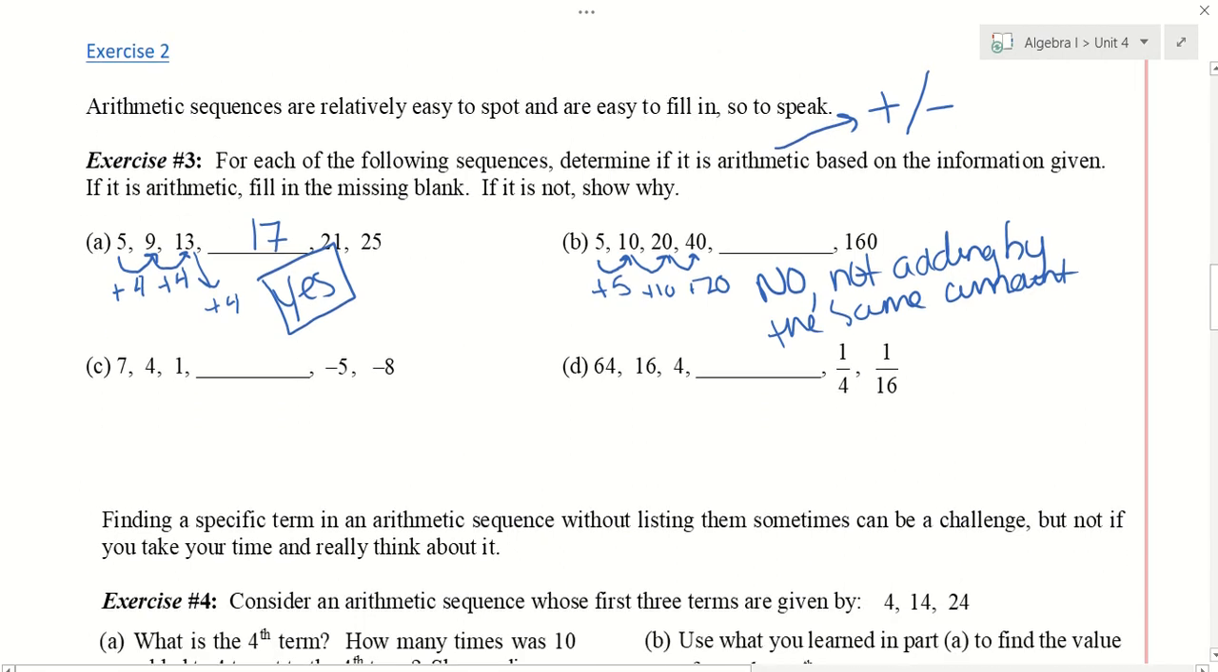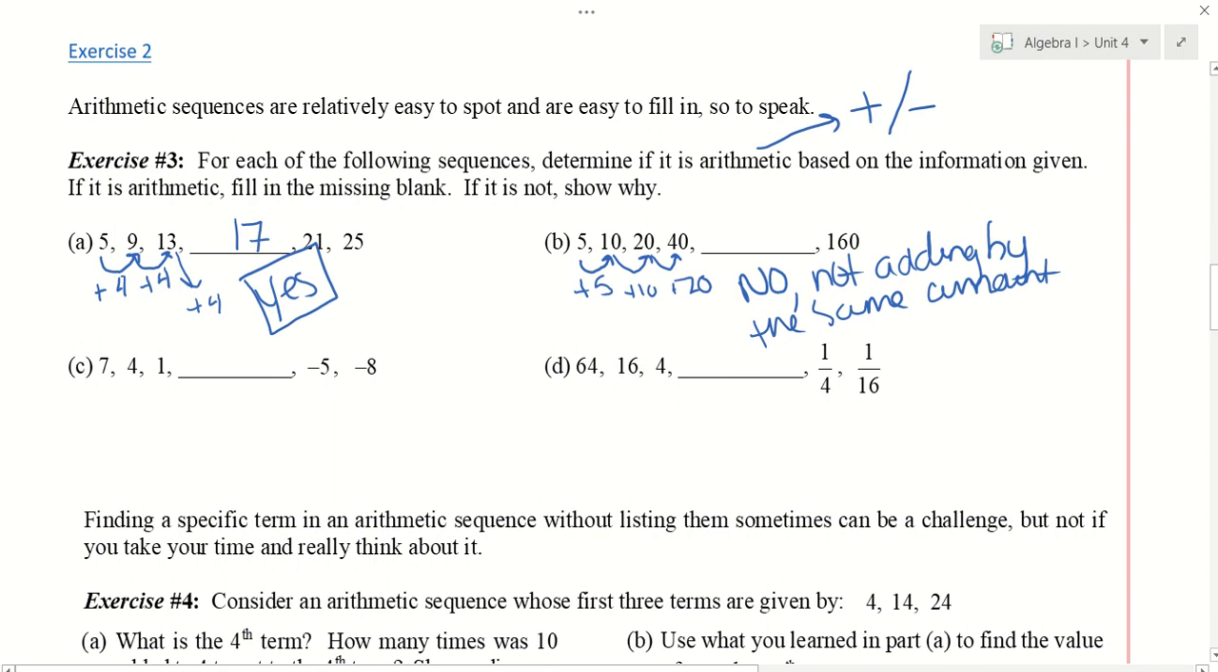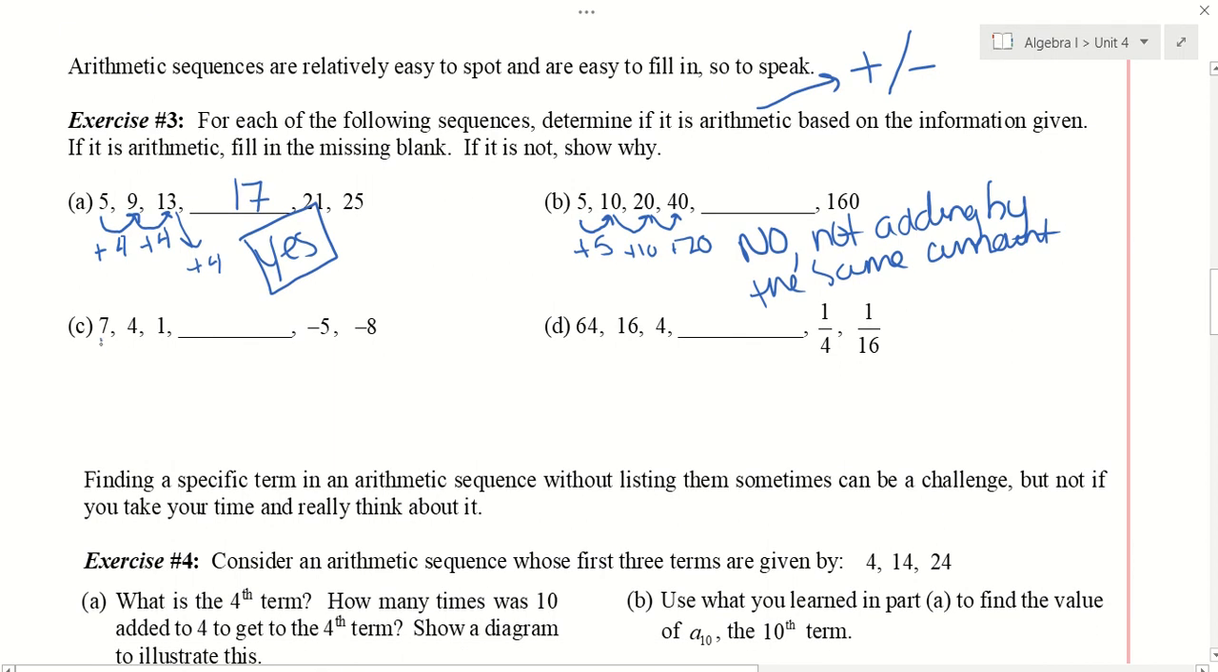Okay, for C, did you think it was arithmetic? How do I get from 7 to 4? Minus 3. 4 to 1. Minus 3. So now I need to get 1 to whatever this is. I know that I'm subtracting 3. So 1 minus 3 equals negative 2. So this is arithmetic because we're subtracting by the same amount.